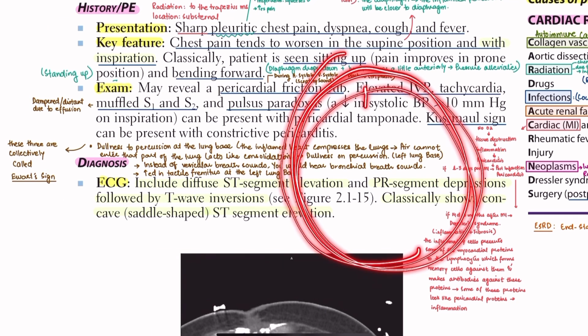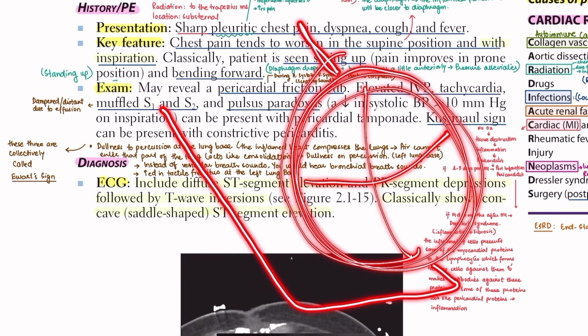Let's suppose this is the heart and this has become super inflamed, and on the left side we have the lung behind the heart. What this is going to do is that the inflamed heart is going to compress the left lung base, and air cannot enter this part of the lung, and this will act like consolidation. When you percuss it, you will hear dullness to percussion at the left lung base.